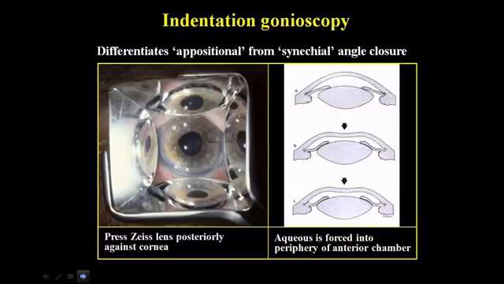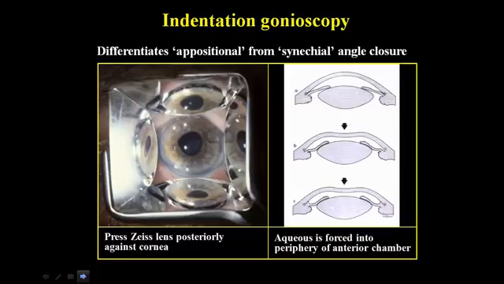When we apply pressure onto the eye, the aqueous is pushed into the anterior chamber angle, and this forces the angle to open. So if it is a positional closure, the angle will open. And if it is a synechial closure, either it will not open or it will be partly opened, and the synechia will be visible.